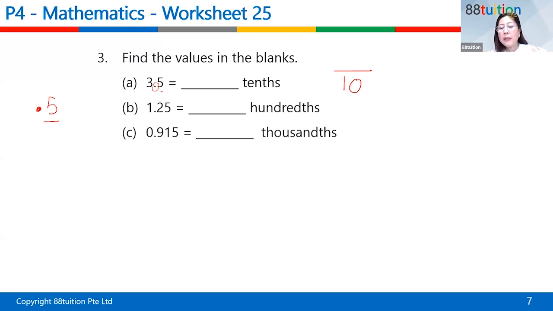Okay? Other than that, the numerator, what are we going to write here? Whatever is here, we just write. So how many tenths are there? There are 35 tenths. Okay? So can you try B and C again?